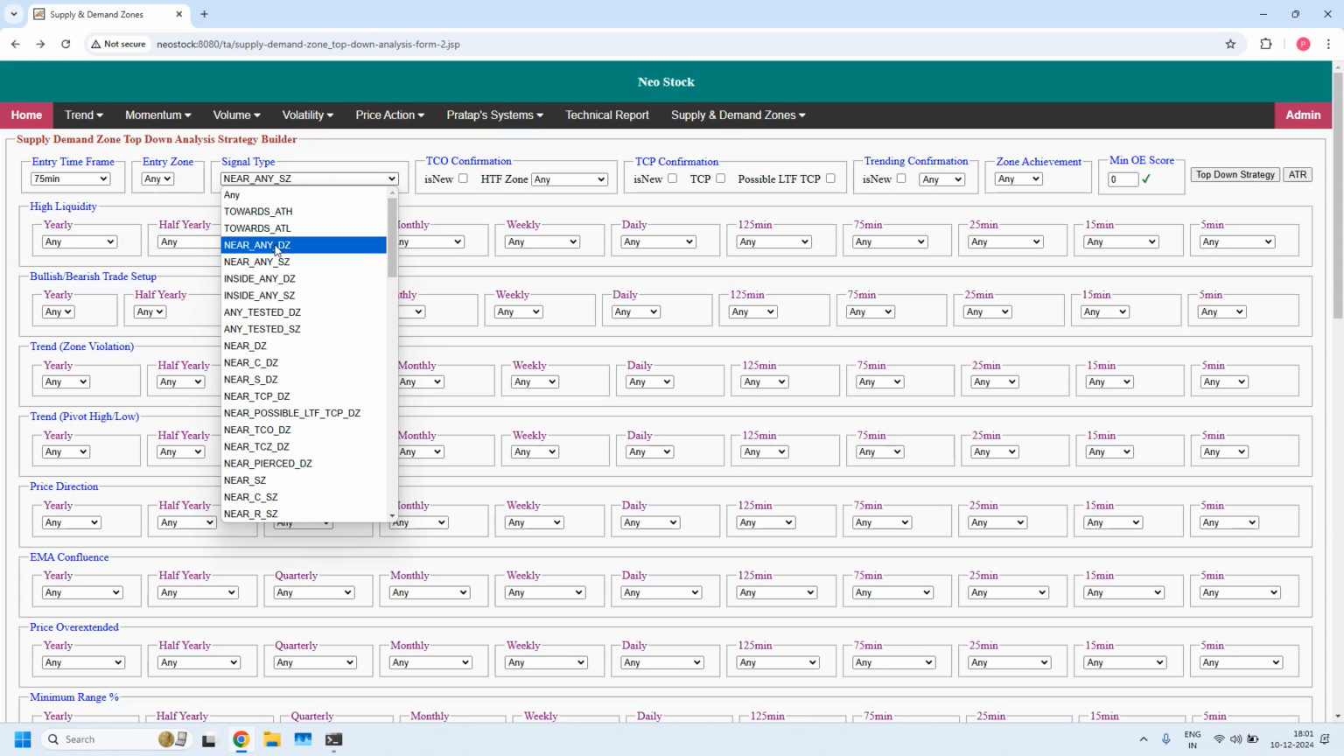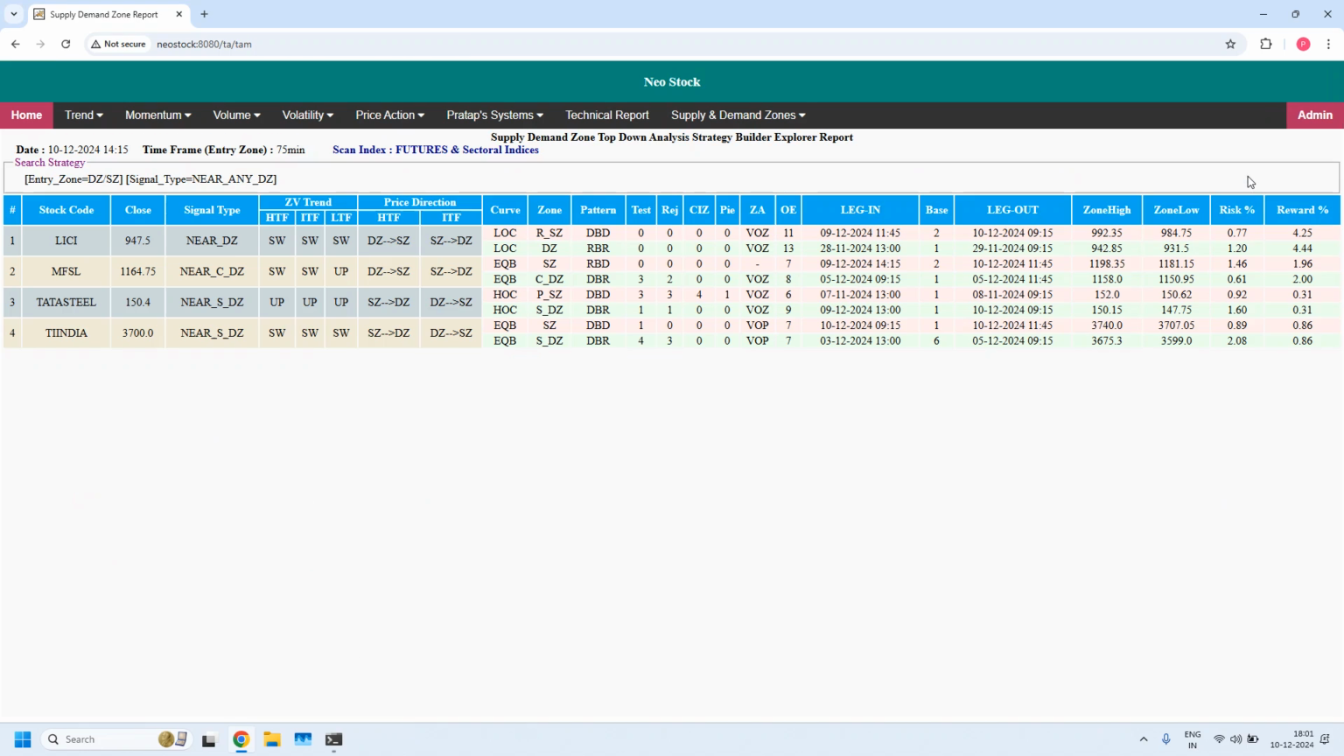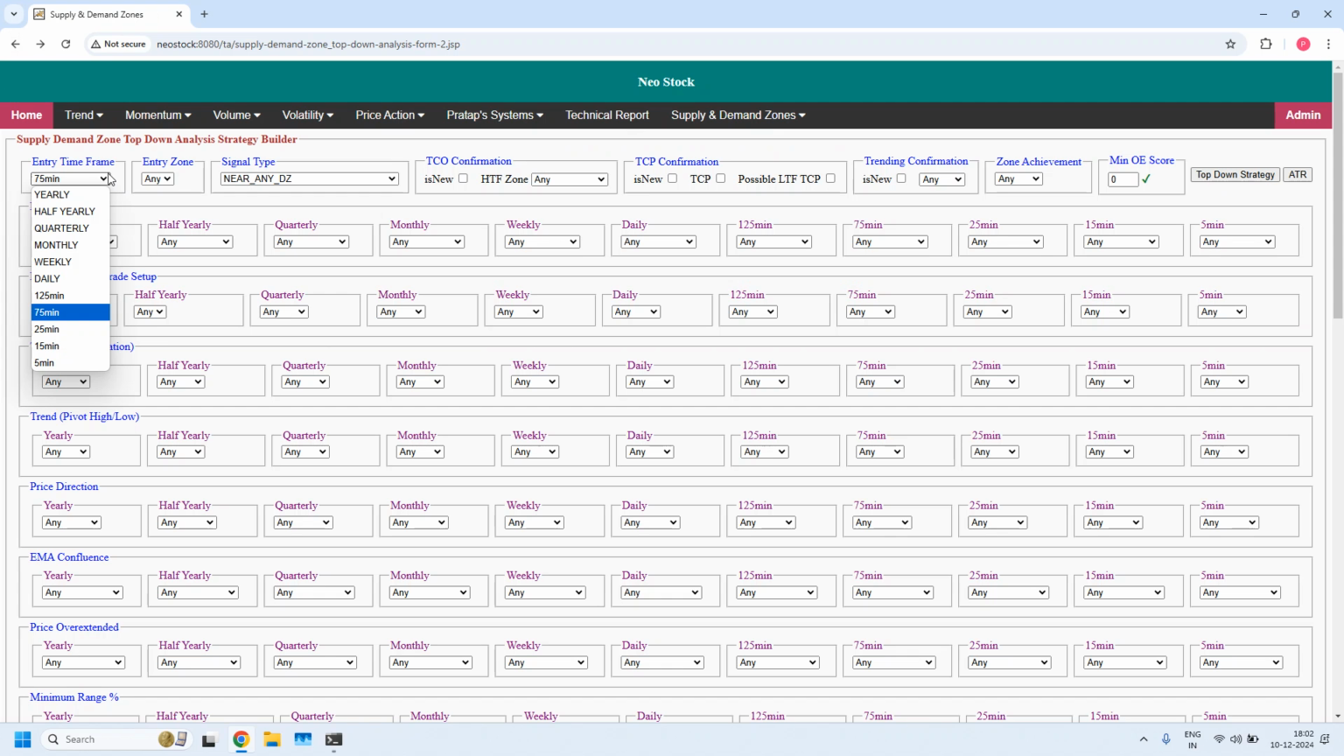Let us find the stocks near 75 minutes demand zone. We got 4 stocks. Let us find high liquidity zones from this list. MFSL is having a high liquidity zone. Tata Steel is having a high liquidity zone. TI India is having high liquidity demand zone. So total we identified 3 high liquidity 75 minutes demand zones from this list.